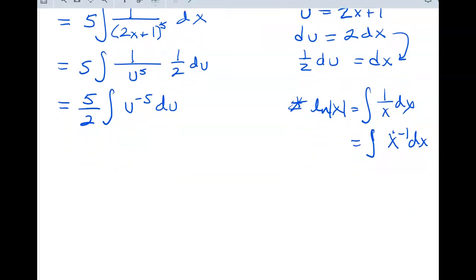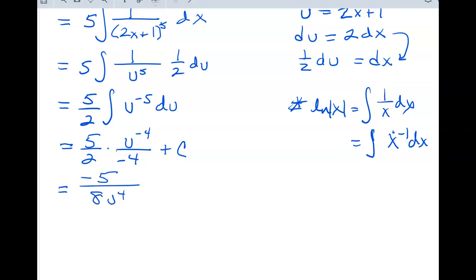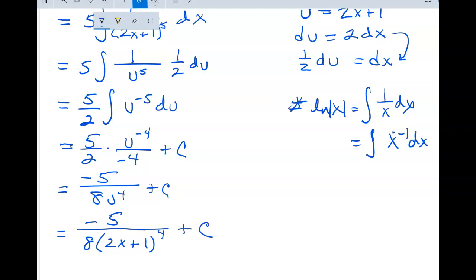So when we antidifferentiate, you can use the power rule on this. So 5/2 times, and the antiderivative would be u to the negative 4 divided by negative 4 plus c. So now let's do a little simplifying. We have negative 5 over 8 u to the 4th plus c, which is equal to negative 5 over 8 times 2x plus 1 raised to the 4th plus c.